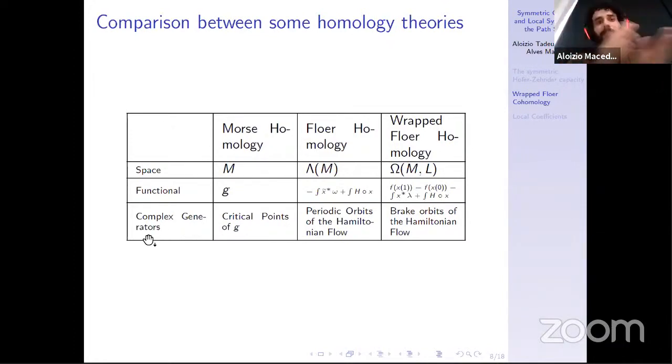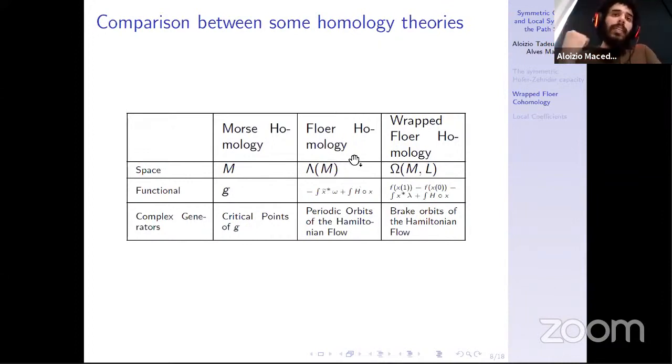We have a function on M, and then we can construct a chain complex with the generators being the critical points of our function. The boundary map will be given by the gradient flow lines, minus the gradient flow lines, depending on your sign conventions. And this gives Morse homology.